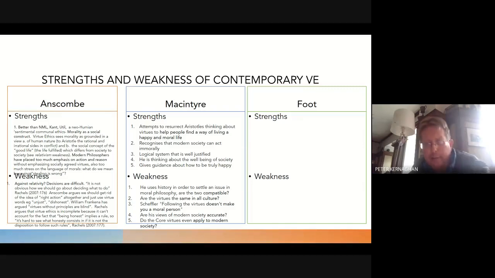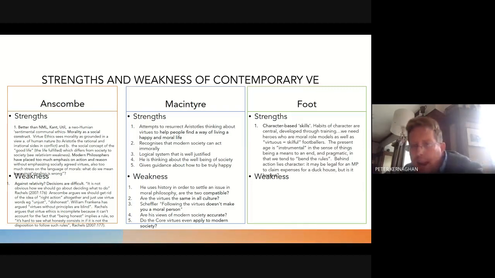Okay, lastly, Philippa Foot, strengths of her theory, her character-based idea of skills. We're clarifying the language of virtue for this society, and therefore virtue becomes like skills to survive this particular culture, this particular society. Virtue becomes the habits of character, developed through training. We need heroes of this particular society who become virtuous, skillful exemplars. Whether footballers are such, I'm not sure.